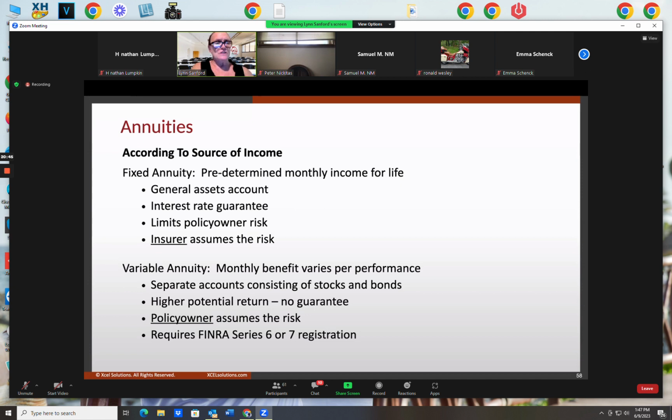According to the source of income, a fixed annuity provides safety and security of principal. When you establish a fixed annuity with an insurance company, your premium dollars go into the insurance company's general account. They become an asset of the insurance company. The money managers then take those dollars in the general account and invest them in different vehicles around the world, and give you a set interest rate on your annuity for at least 12 months at a time.